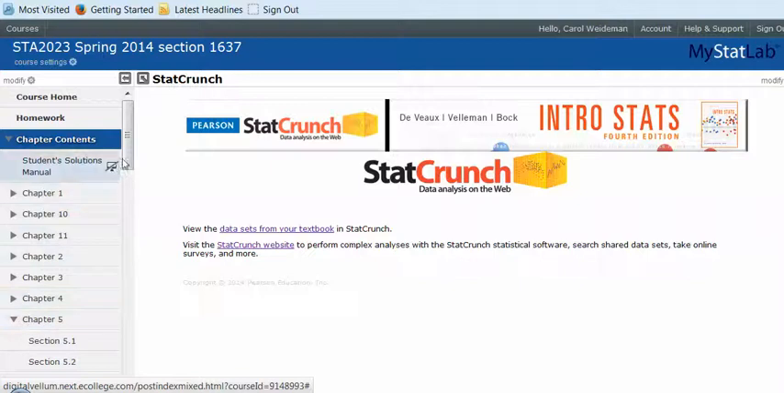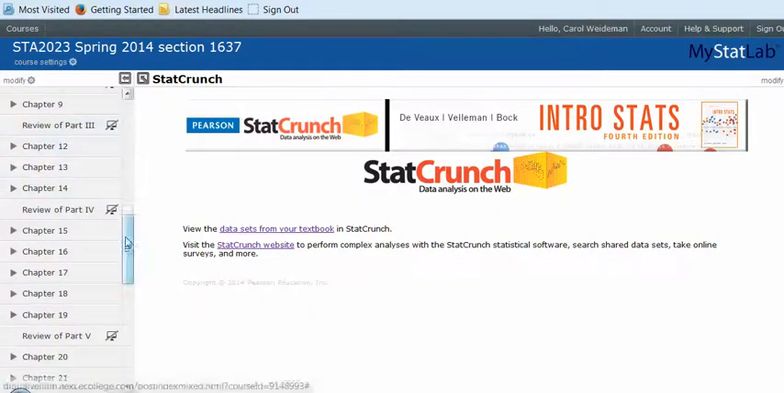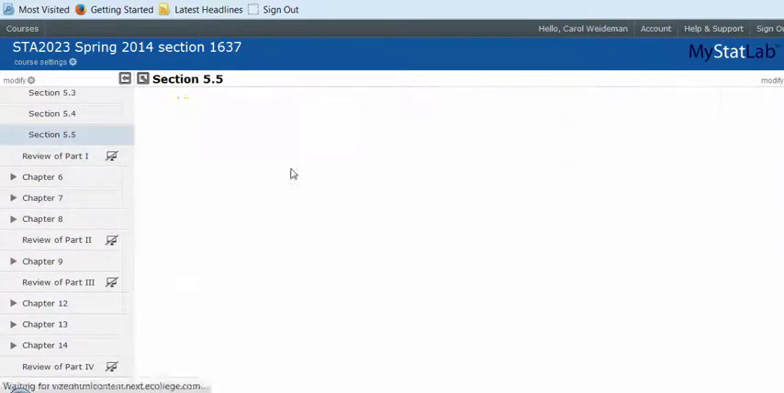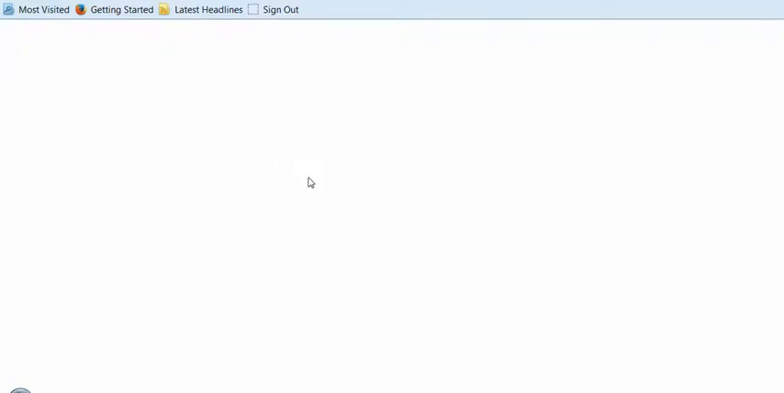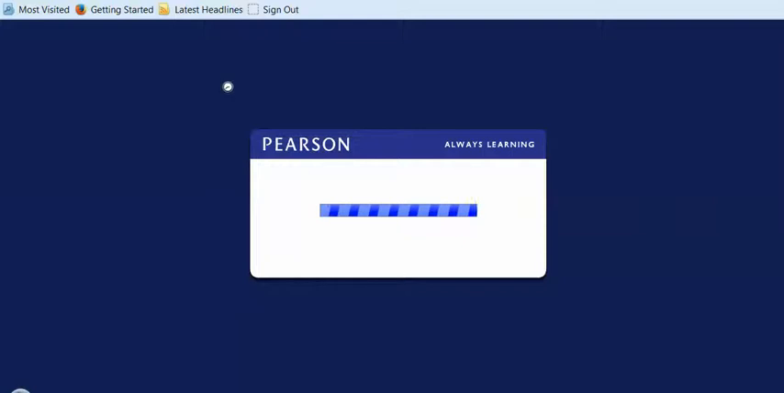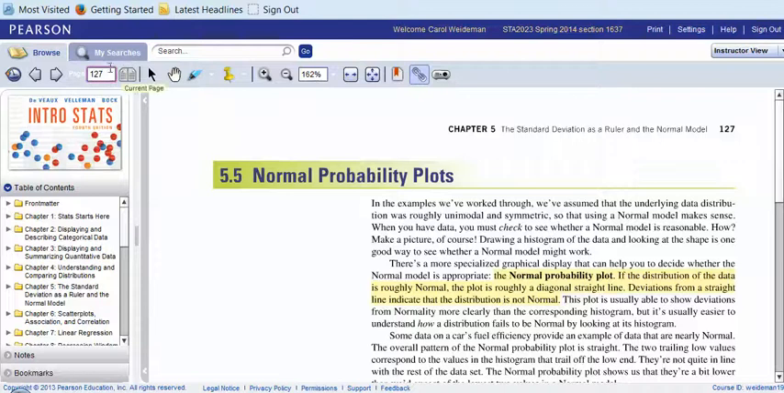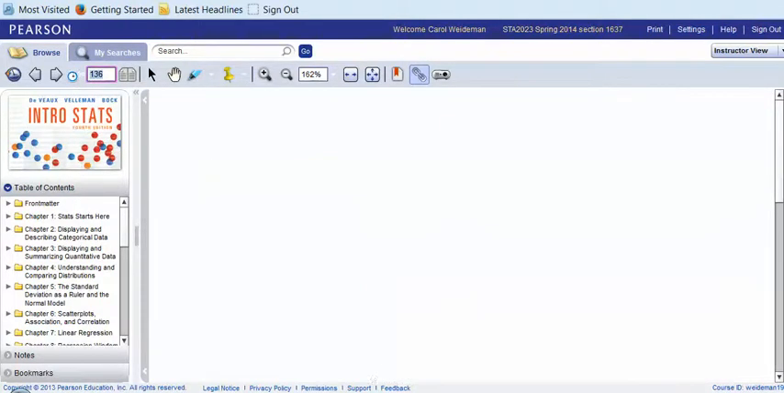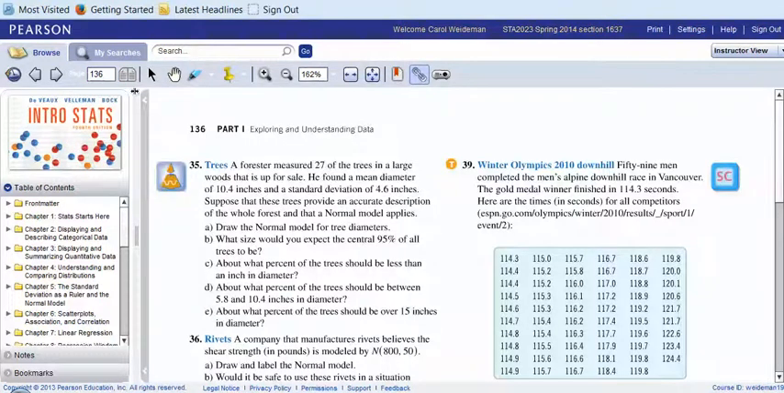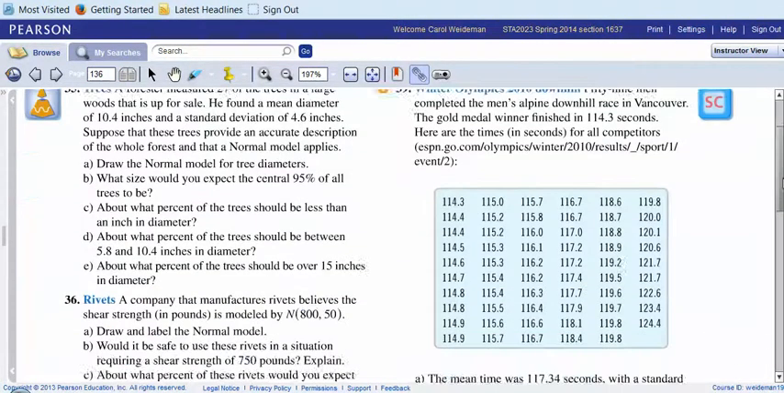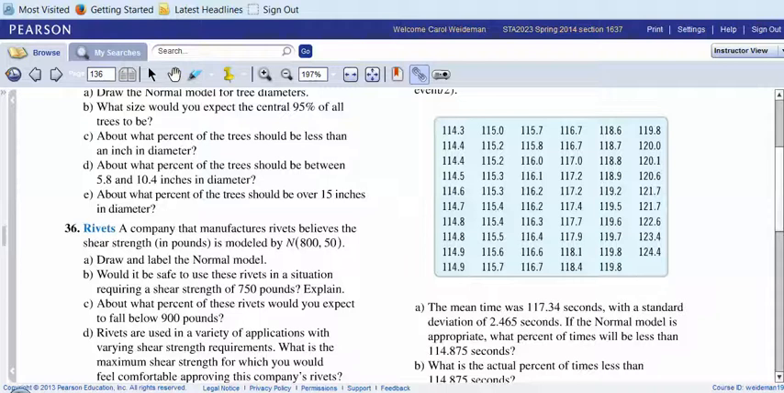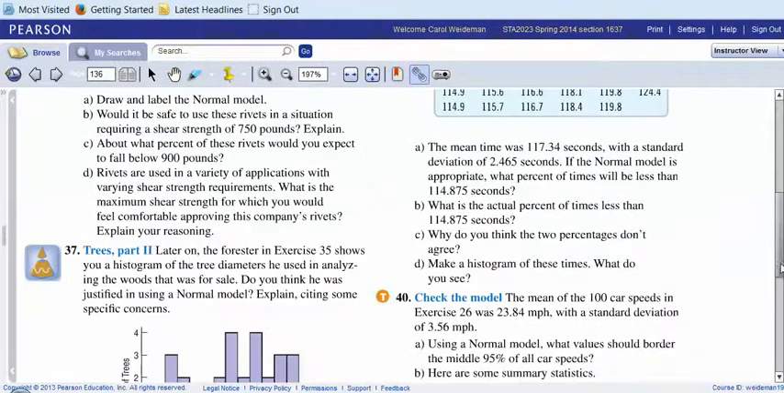To Chapter 5. I've lost where we were working, so let's go back in. That was problem 26 on page 135. Now I'm going to go to the next page, 136, where there's a continuation of that problem. It's using the same information that we just had, and it's problem number 38, at the bottom of this page.